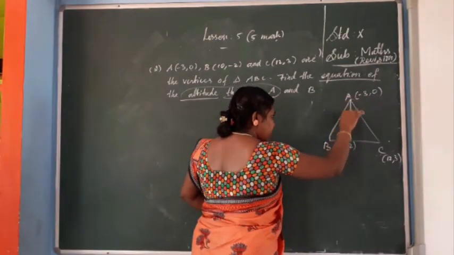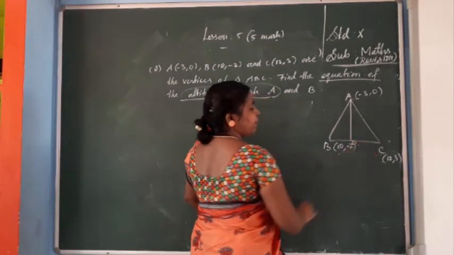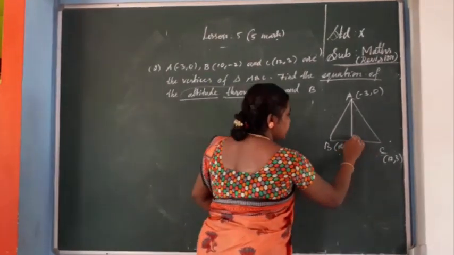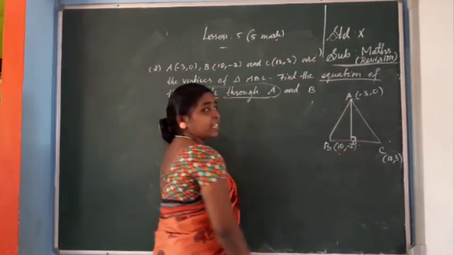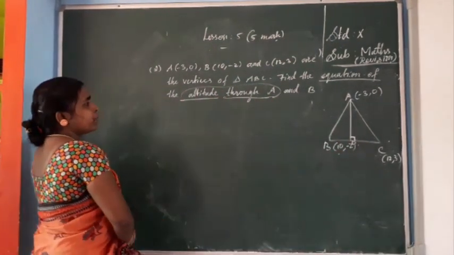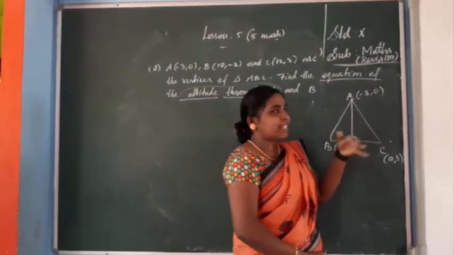From A you have to draw one line here. Okay. This you mark D. The point is D. Actually this is an altitude, so it is perpendicular. Okay. Altitude means it is perpendicular. Okay. So for the equation of the altitude through A, what are the steps you have to do?